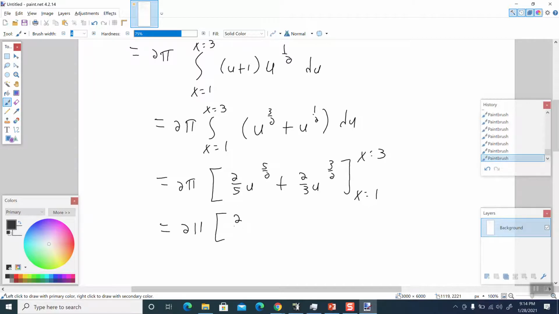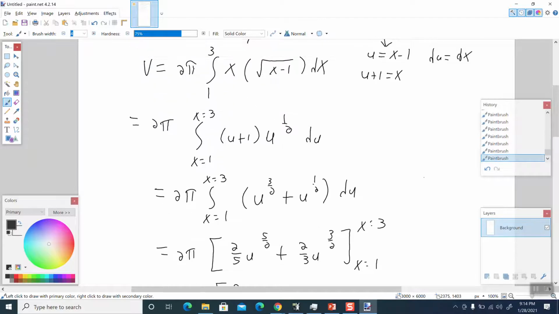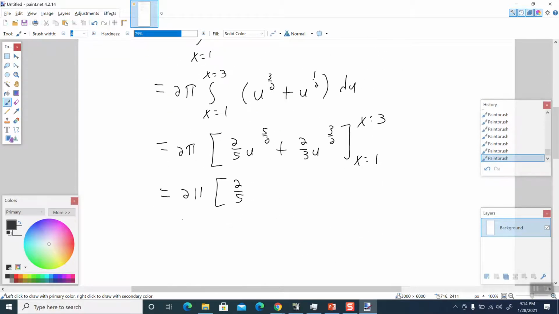Plug my u back in, whatever I said u was, x minus 1. 2/5 x minus 1 to the 5/2 plus 2/3 x minus 1 to the 3/2 from 1 to 3. There's a danger when you still have u that you plug these in for u when they're different variables. You can't do that. You have to plug this back in first. And this could be what he was asking about with the u substitution, because some people are taught to change the limits of integration to u equals and then plug that in.